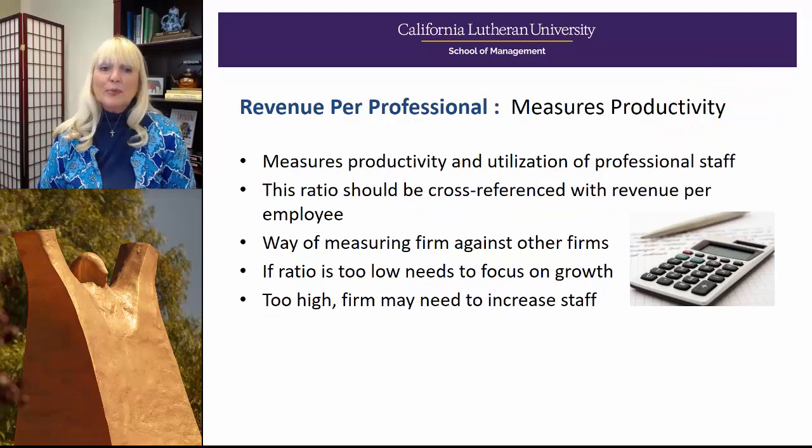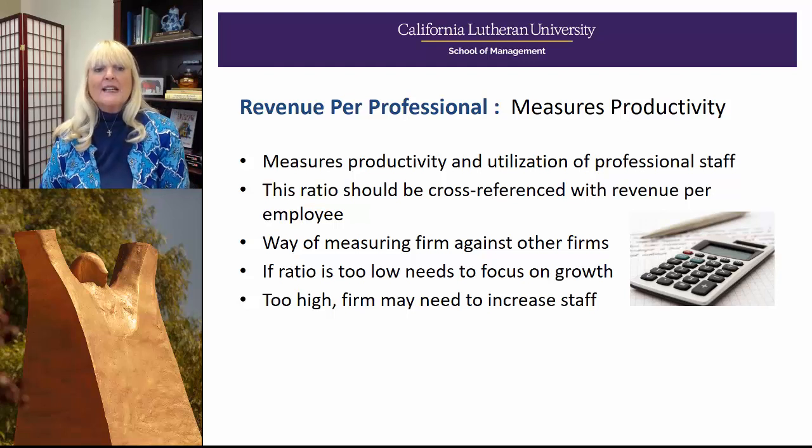Now, revenue per professional is what's going to measure your productivity. So it shows how each advisor is bringing in revenue, and is it equally divided? Is somebody not pulling their weight? Is somebody too overloaded? It helps you determine those things. So you want to look at that and determine how your firm ranks against other firms. Maybe you're charging too little for what you're providing.